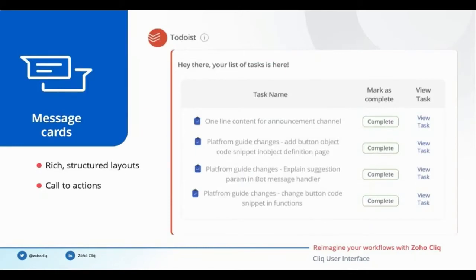Ongoing tasks of a user shared in a neat table format is a perfect example of a rich layout that is supported in Click. Each row has a mark as complete button, which can mark the task as completed right from the Click interface. View task is another call to action present in the card, which takes the user to Todoist to view the information in detail.